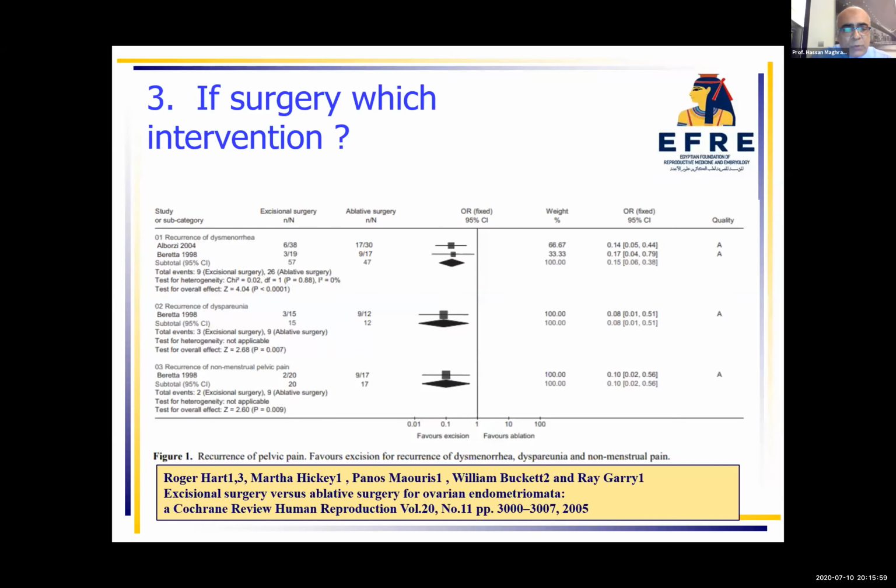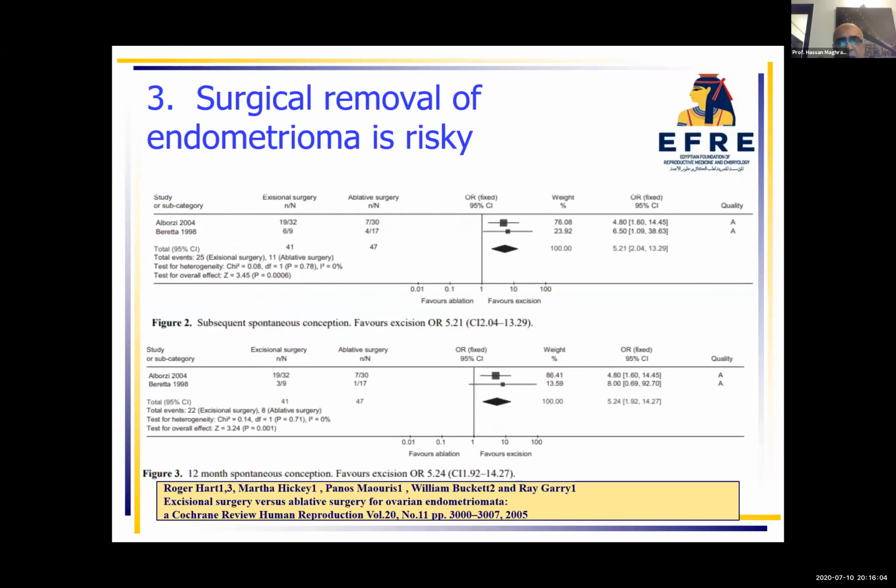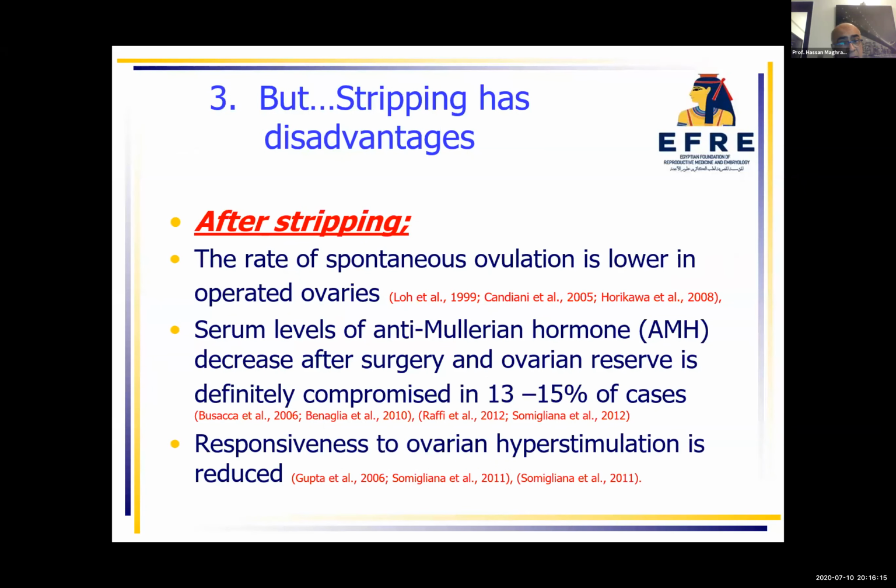All the outcomes, pain and pregnancy, are better with the stripping of the cyst. Ablation results in more pain, more recurrence, and less pregnancy. But after stripping, the rate of spontaneous ovulation is lower in the operated ovary. Ovarian reserve decreases, and responsiveness to ovarian hyperstimulation during ICSI also is reduced. So if you want surgery, you have to do extirpation of the wall. And if you do extirpation of the wall, then you will end up with problems.